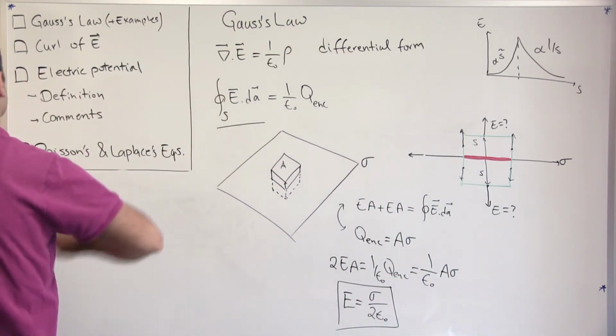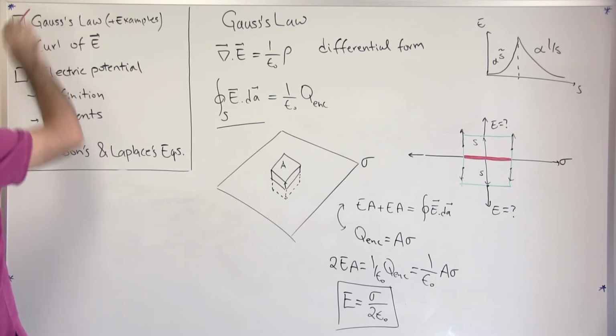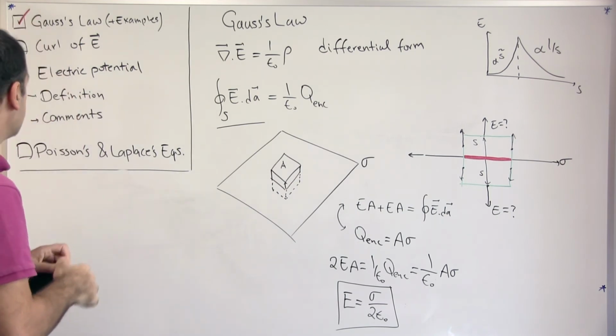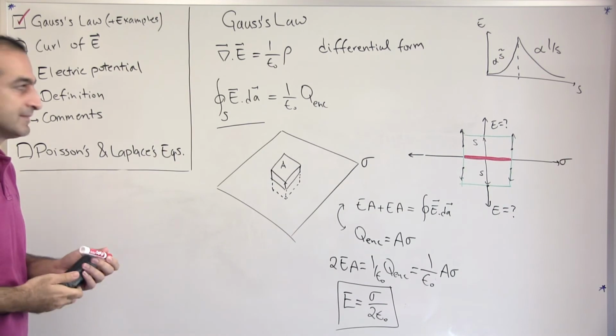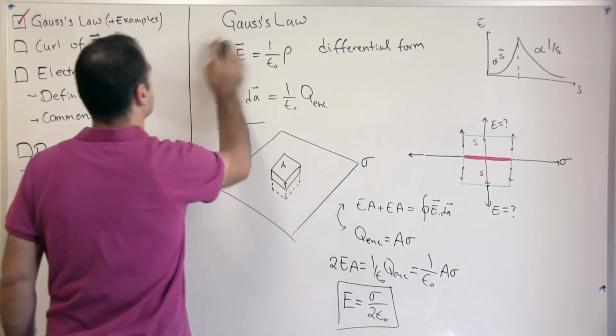So we covered the Gauss law here so far and the examples for this. And the next thing I want to discuss is the curl of electric field. Let me get rid of all this.